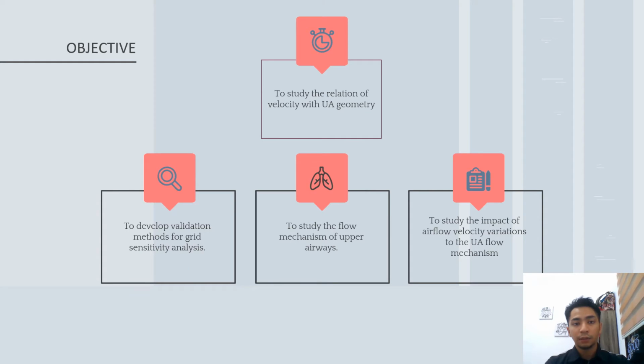And my objectives. The first one is to study the relation of velocity with upper airway geometry. Second, to develop a validation method for grid sensitivity analysis. The third one is to study the flow mechanism of upper airways. And lastly, to study the impact of airflow velocity variation on the upper airways flow mechanism.